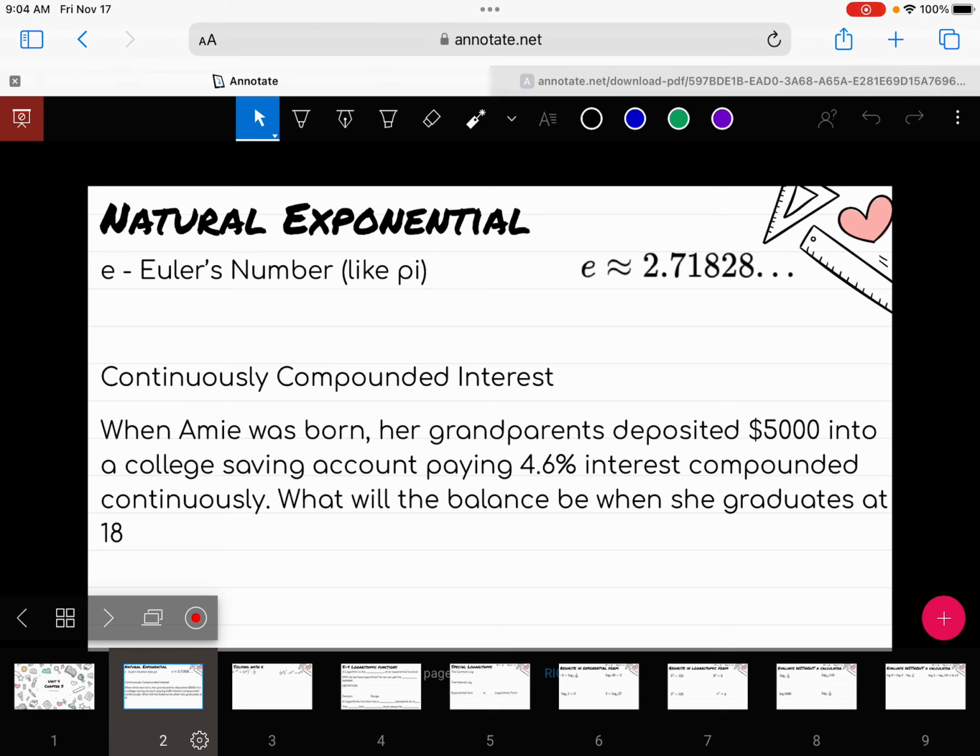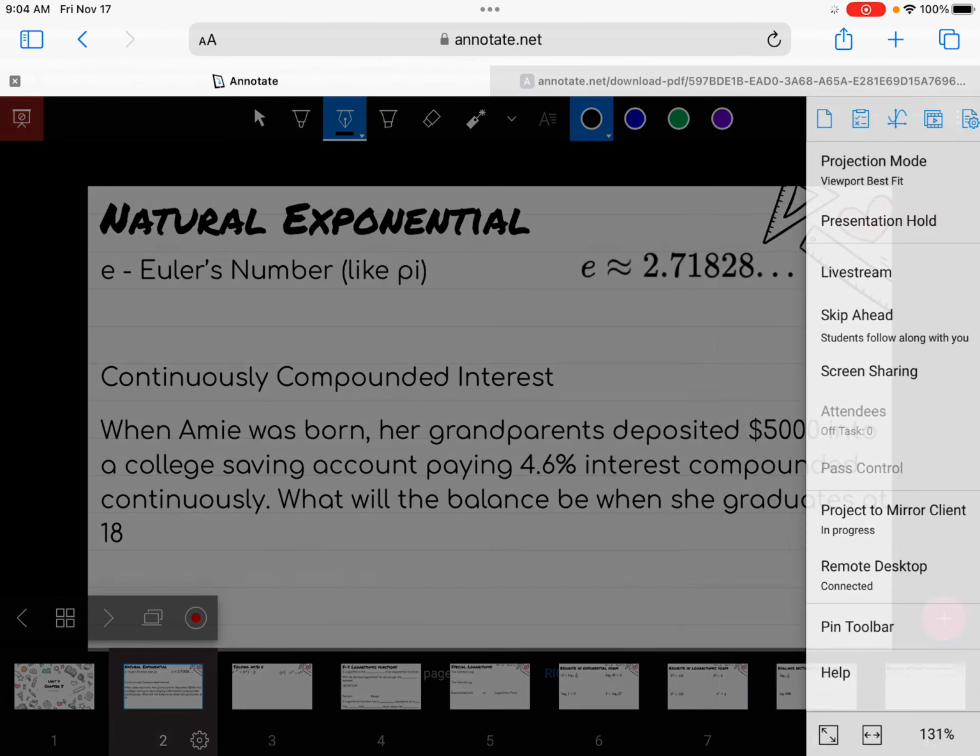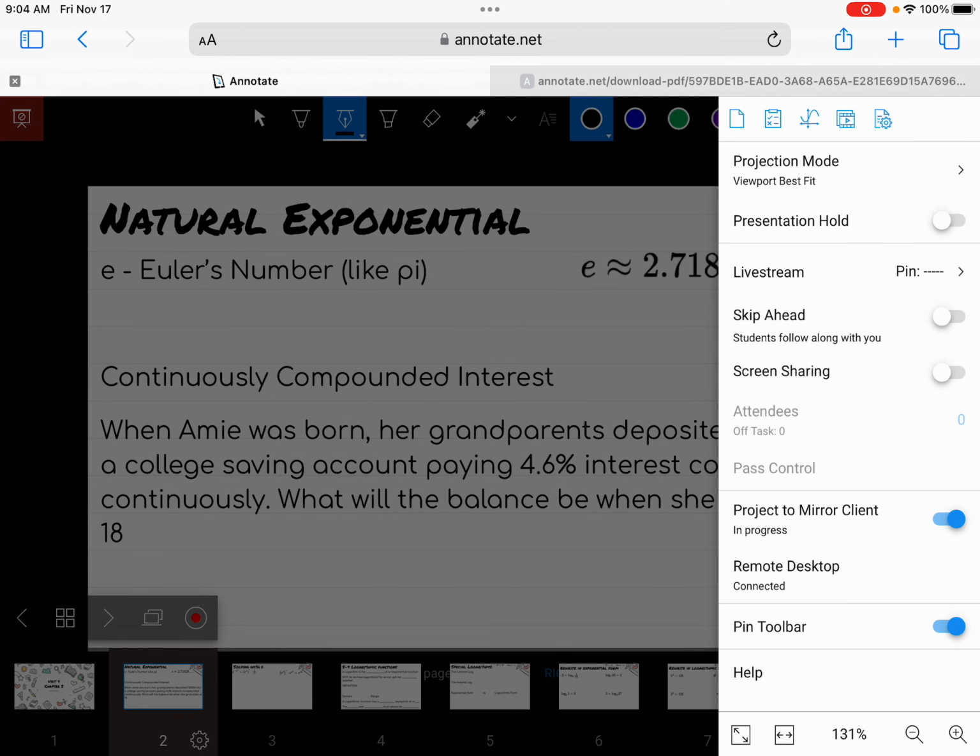So our continuously compounded interest. We talked about compound interest yesterday when we did compounded yearly and compounded monthly and compounded semi-annually, and then we got the whole debate of semi-annually versus biannually and all that jazz. So E is what happens when we compound continuously, and it has a slightly different formula, which you've seen before.